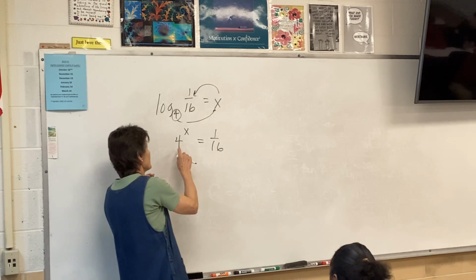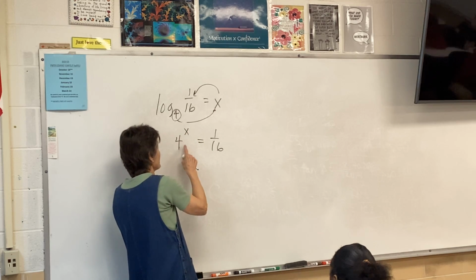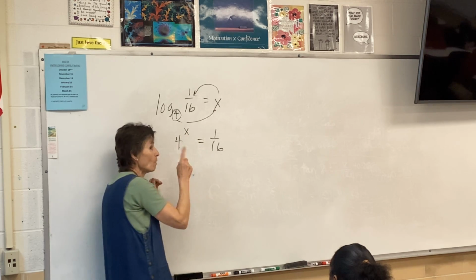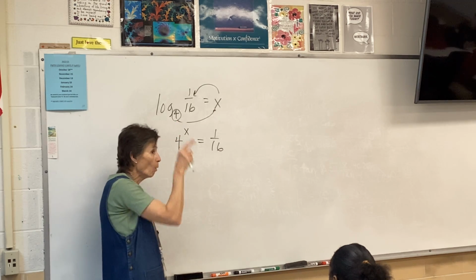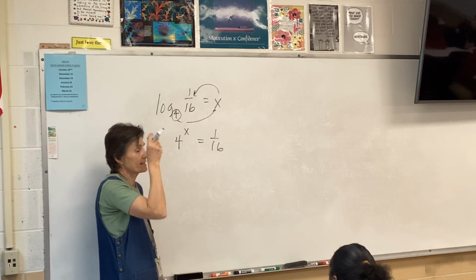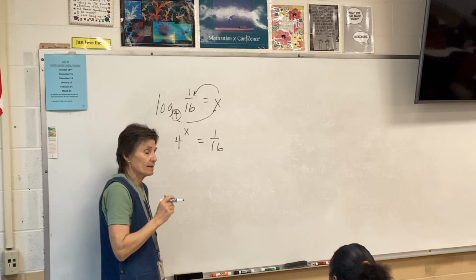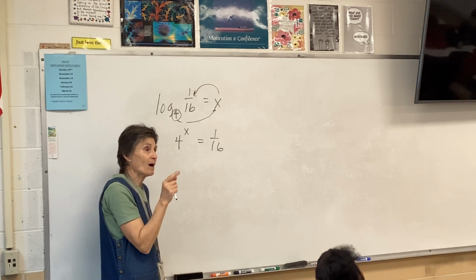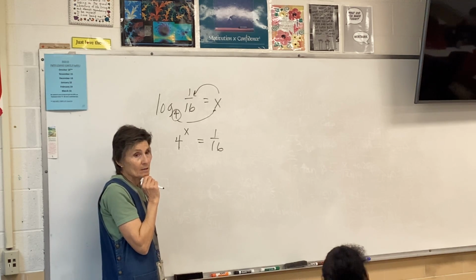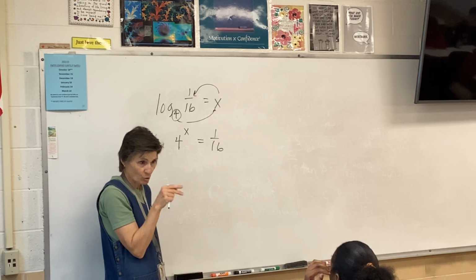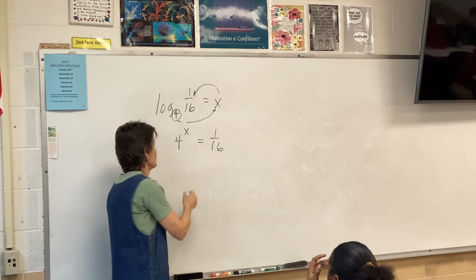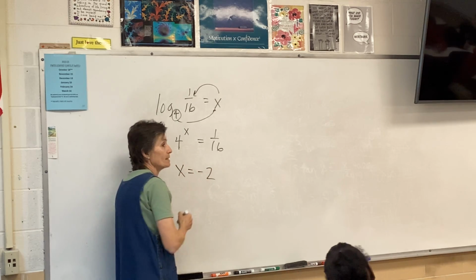Now, here's the deal. If you loop-de-loo it, then you gotta figure out, okay, what power do you raise 4 to get 1/16? -2. Does everybody understand the power has to be negative? Because that's the only way to get 1 over. And since 16 is 4 squared, it will be -2. So the answer to the question is -2.